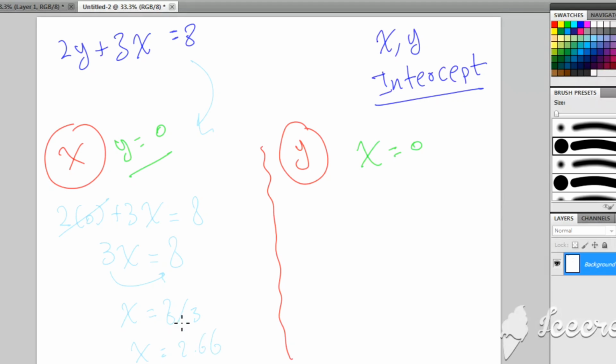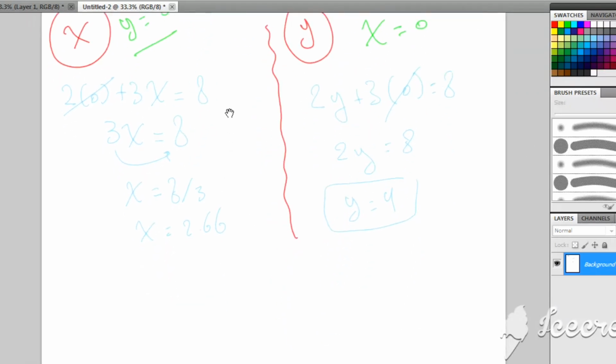Now why is it important? Because I want to know where it is on the number line. I will show you later. Now I will do x equals 0, so that means I will take the same equation, but I set x equals to 0. That means 2y plus 3 times 0 equals 8. That will cancel. 2y equals 8. I take the 2 to the other side. That means y equals 4. And I am done.